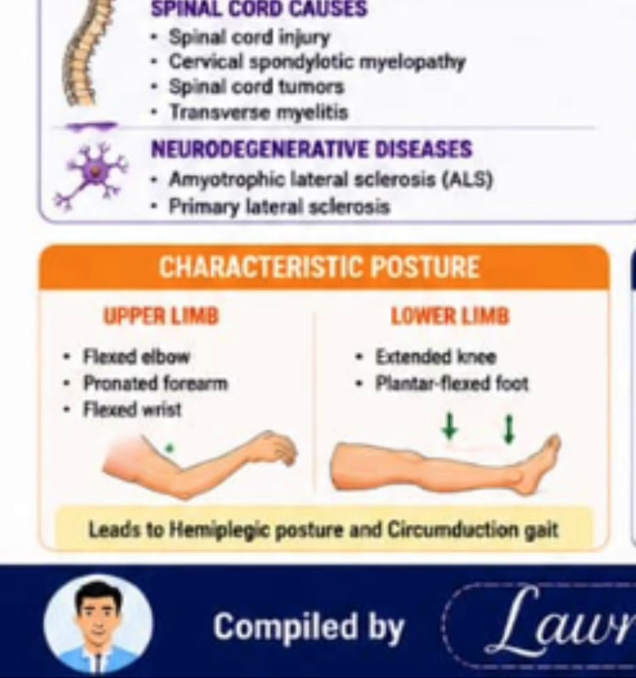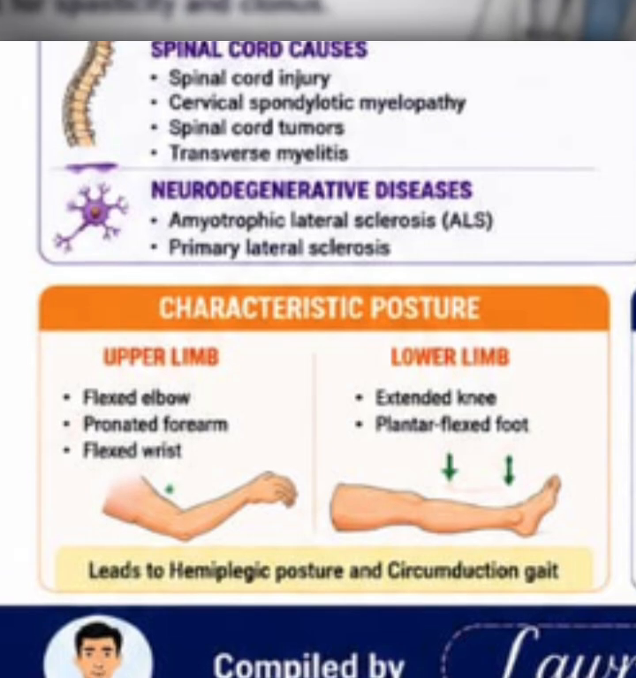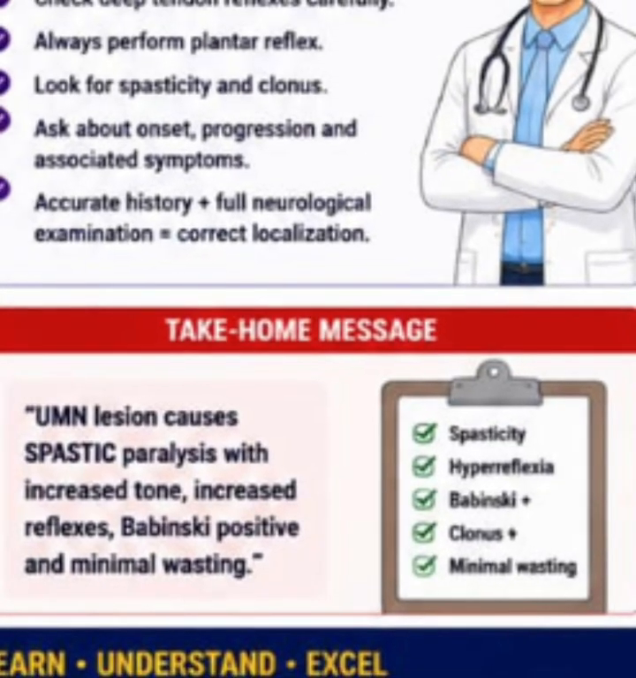Remember the posturing, there's flexor synergy in the upper limb due to over exaggeration of the rubrospinal tract, and there will be extension synergy in the lower limb due to over exaggeration of the vestibulospinal tract or the reticulospinal tract. Now, hope it's making sense to you. One thing you have to know, upper motor neuron lesion causes spastic paralysis, increase in tone, increase in reflex, and Babinski sign positive. And also there's what we call minimal muscle wasting.